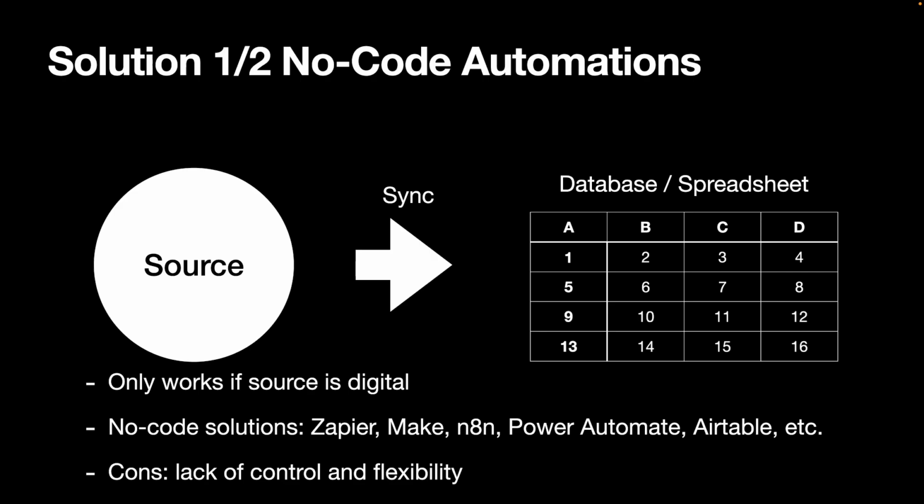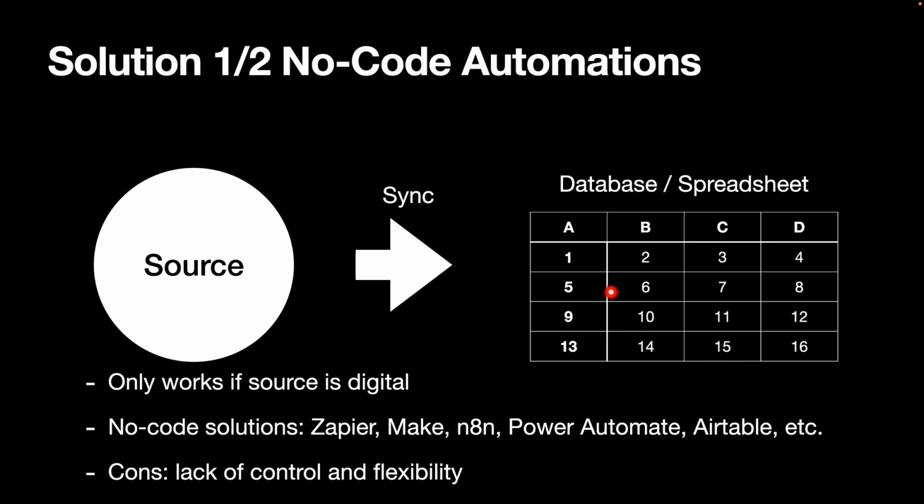And what I mean by that is an automatic way of syncing up that source data to the target database or spreadsheet. And this only works if your source is digital, but in solution number two, I'm going to describe a mechanism to make this work with physical methods as well. Some no-code solutions here would be like Zapier, Make, n8n, Power Automate, Airtable, things like that. I'm sure you've heard of some of these, but essentially that will allow you to set up triggers or synchronizations between the data here and over here. So maybe every time you get a new lead, it writes data to the database. Or every time you get a new invoice, it writes data to the database.